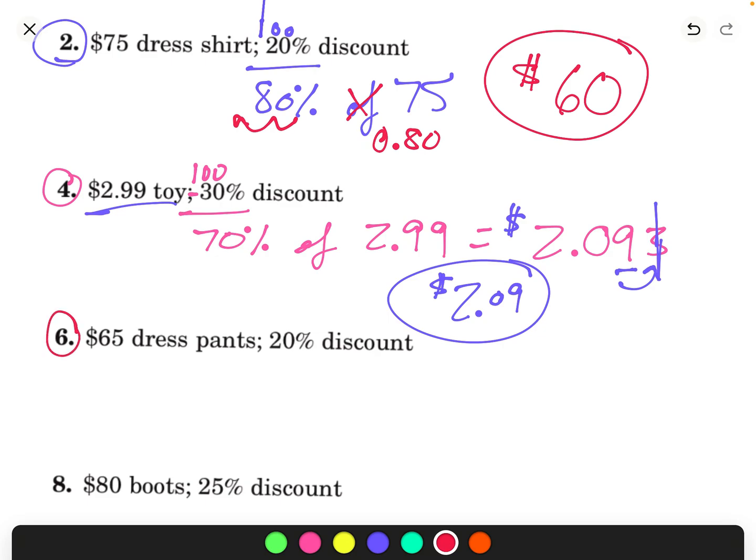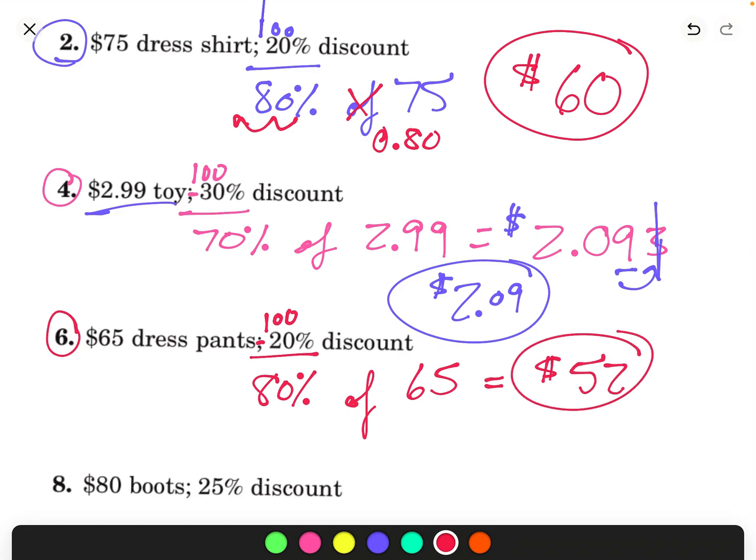So, anyways, $65 dress pants. If I have a 20% discount, I take it away. That means I'm going to be paying 80%. 80% of the 65 equals, should be 52, but let's see. 8 times 65, yep, $52. Okay, so I'm going to be paying $52. I'm going to be saving what is left, all right, 65 minus the 52, which is the amount saved in this situation would be $13, all right?